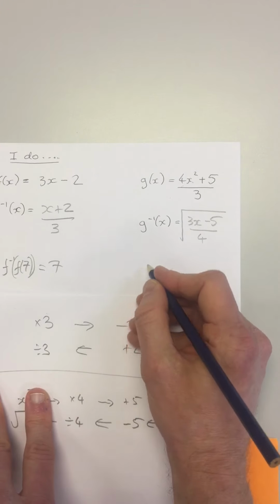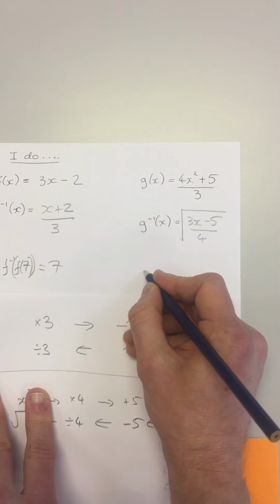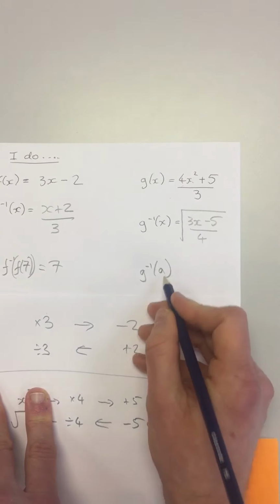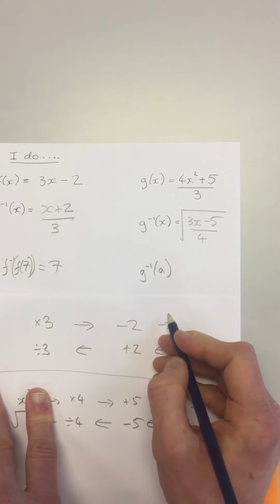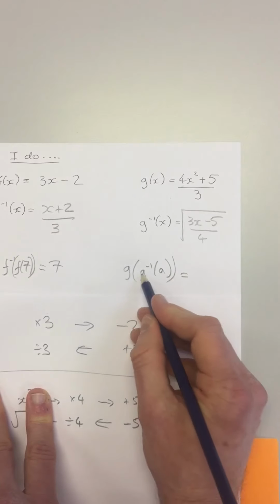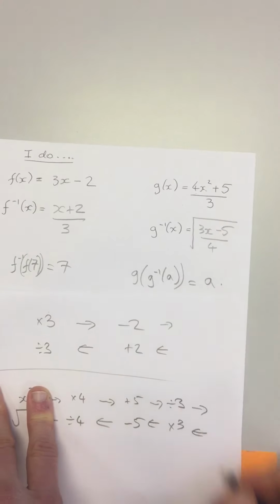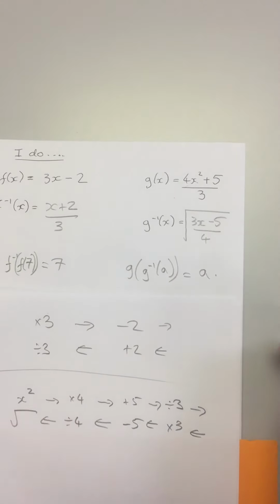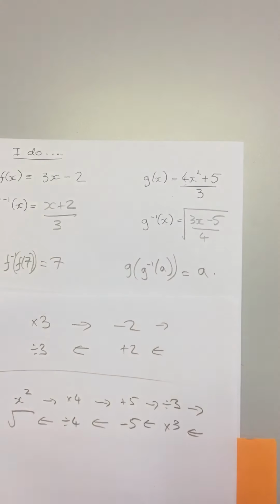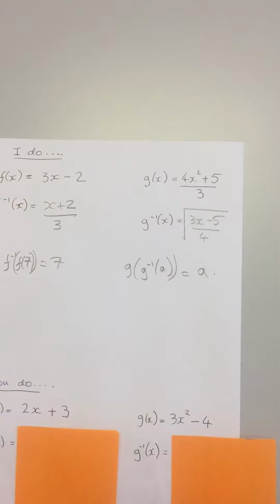Similarly here, if I was to substitute any number into the inverse function, if I was to do the g inverse of a, whatever a is, get my answer, and then substitute that into the g function, the functions would just cancel each other out and I'd get back to a. Anyway, don't worry too much about that. Make sure you can do this because there's a question for you to do.